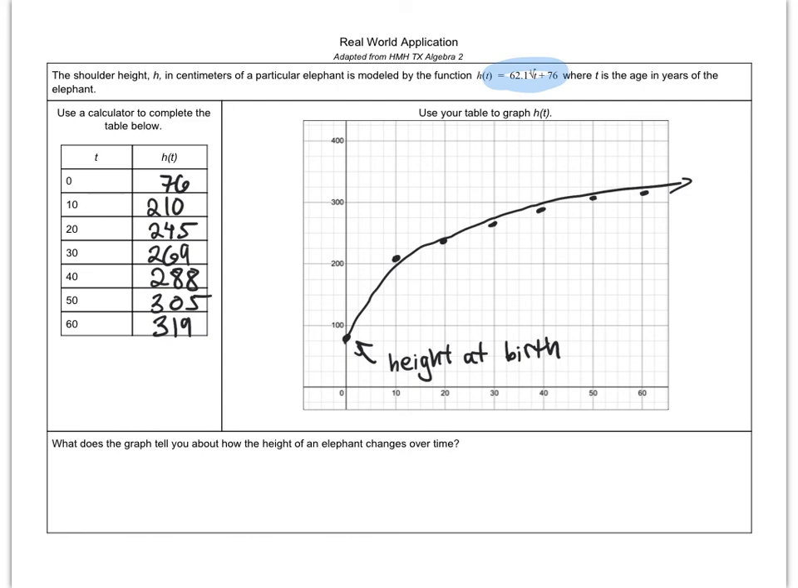One thing to observe is that as it goes on, it becomes less and less steep. And you can see that by looking at the table. The rate of change is definitely slowing down. So as the elephant gets older, it doesn't grow as quickly, and that makes sense. Can you imagine how tall people and animals would be if they grew at the same rate their entire lives that they grew at when they were babies?